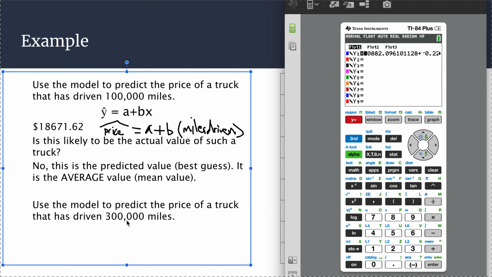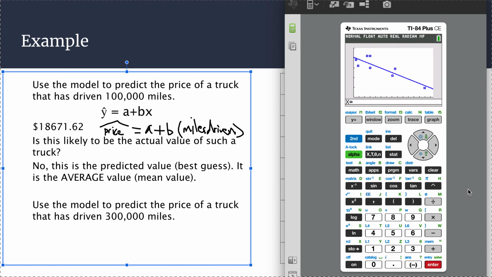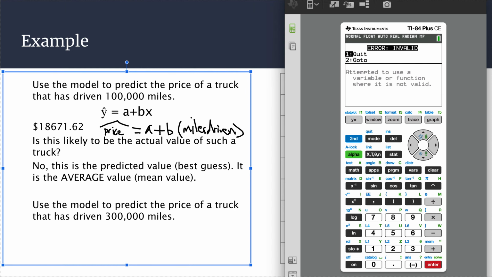Use the model to predict the price of a truck that has driven 300,000 miles. Okay, let's do that. Again, I could plug in to price hat. I know what A and B is. I can work that out by hand, or I can use my calculator. Second, calc, value, 300. It says, attempted to use a variable or function where it is not valid. Hold on one second. Maybe I made a mistake.